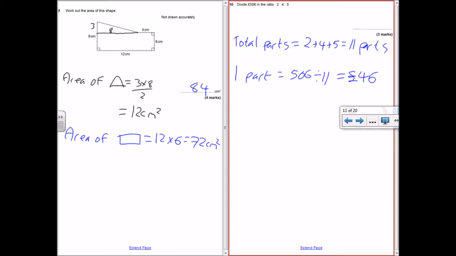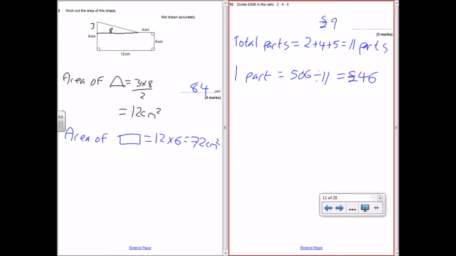And then once you know what one part is, you double that to get what 2 parts is. That's £92. 46 times 4 tells you what 4 parts is, or you can just double 92. Either way, it's £184. And then 5 parts is going to be 46 times 5, which is £230.